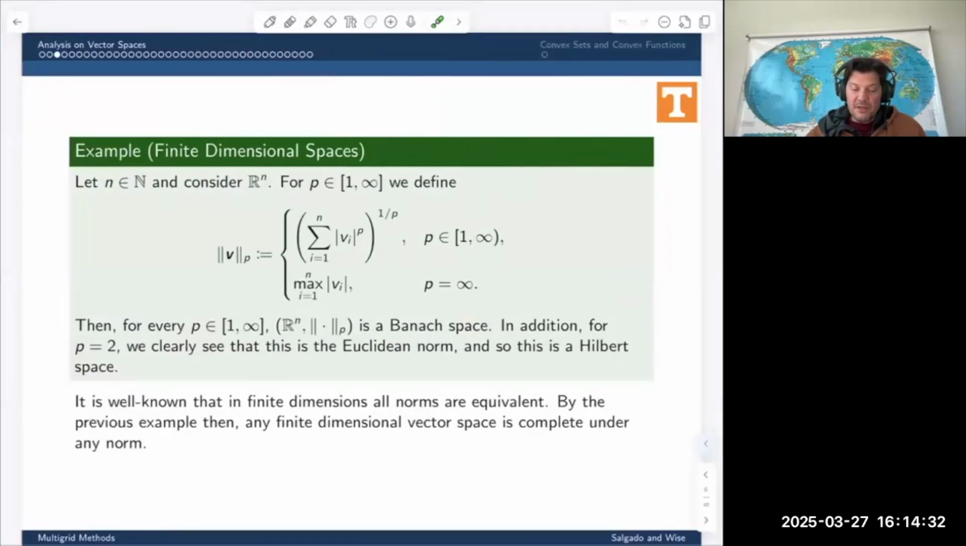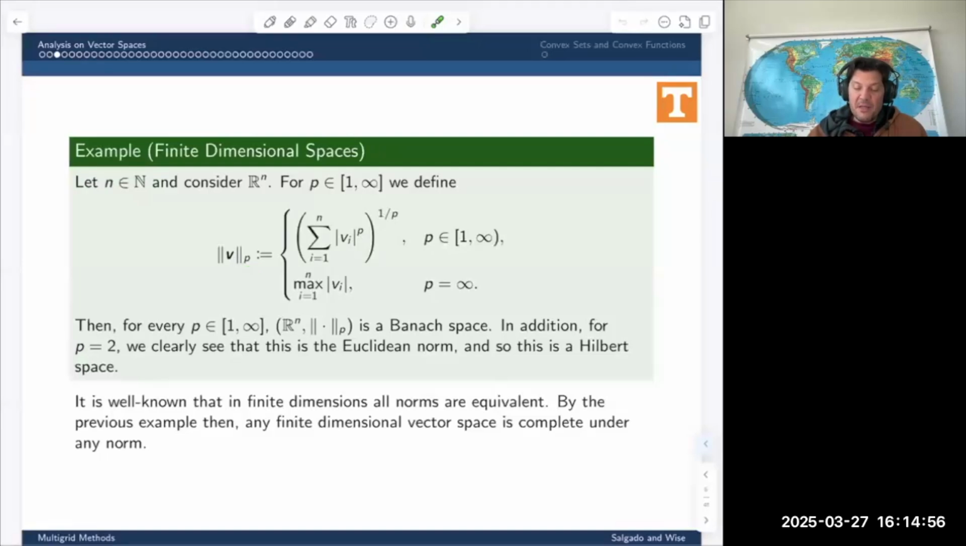So let's get into an example right away. Suppose that we're considering Rn for n being some positive integer. Suppose that p is any number between 1 and infinity, inclusive of 1 and infinity. And we're going to define a norm on this space. We're going to, in particular, define what's called the p norm.